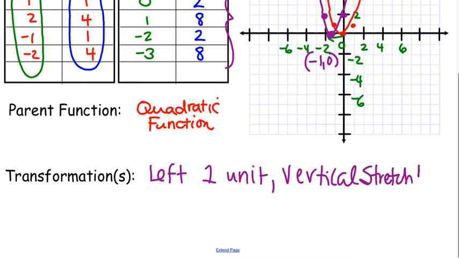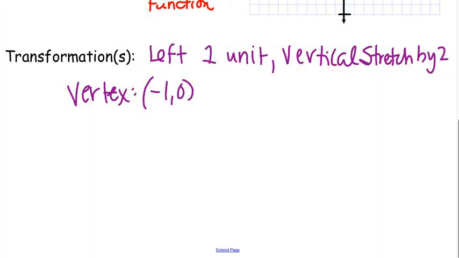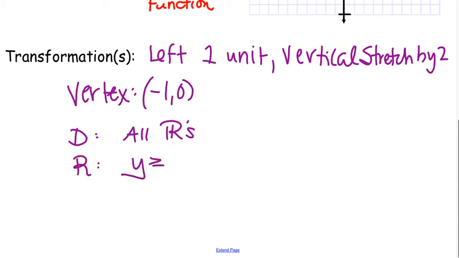All right. Who is your critical point? It is a vertex point of negative 1, 0. Your domain values, every number can be plugged in for x. Now your y values, your range, is everything above that horizontal axis. So the domain is all real numbers. And then your range is y has to be greater than or equal to 0.